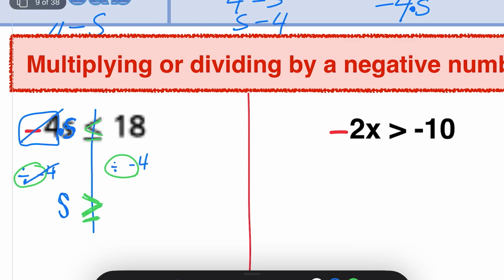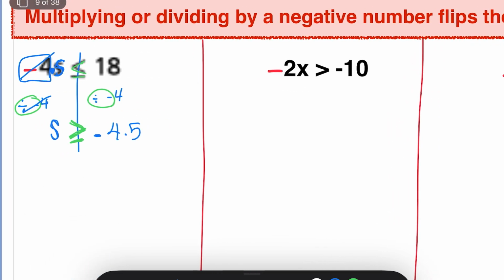Now, 18 divided by -4, the same answer, 4.5. But since one of them is negative, the answer will be negative. That's it. And the inequality, to graph the answer, same way. -4.5. There is or equal to, then it's a closed circle. And it's more than or equal to. It's not less than or equal to anymore. Now it's more than or equal to. So I have to graph the new sign. Then go to the right direction.